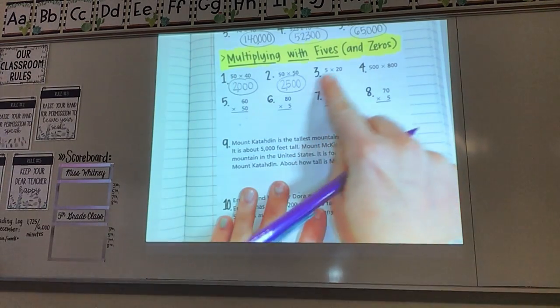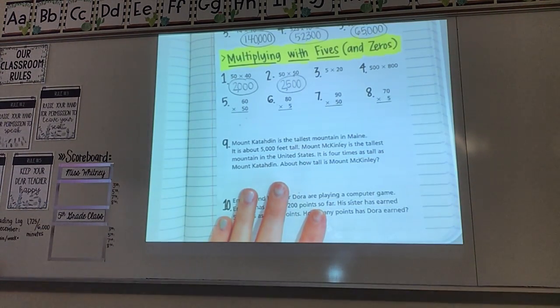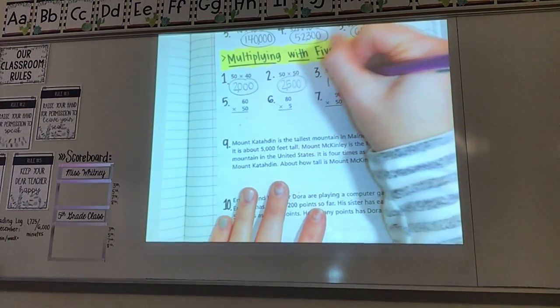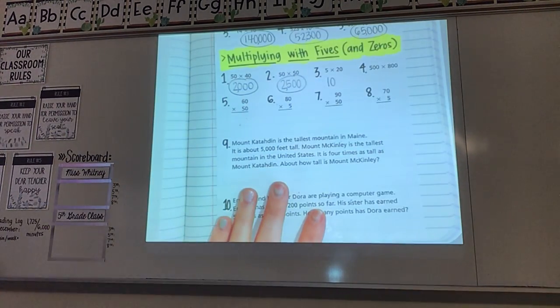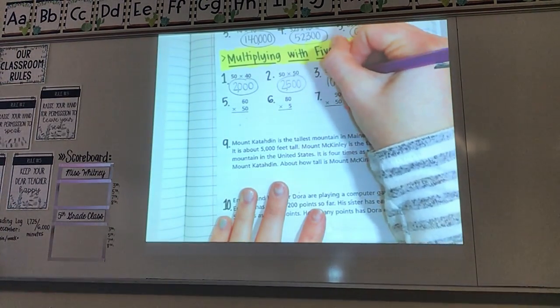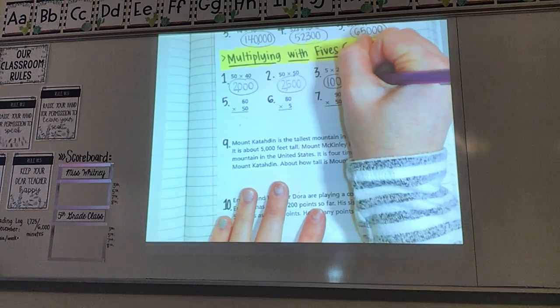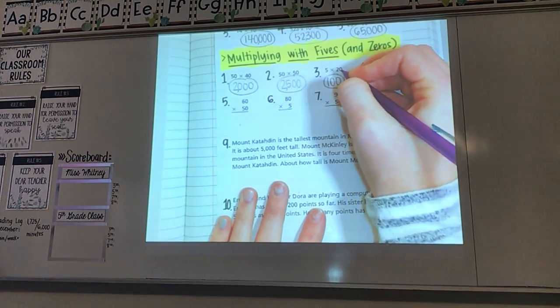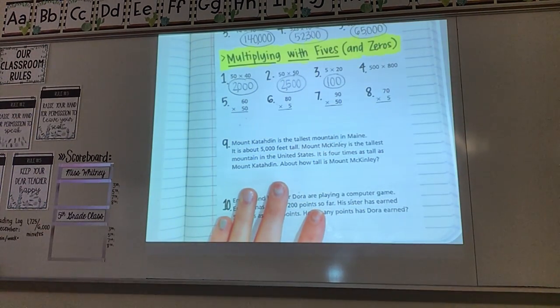Number 3, 5 times 20. Covering up my zeros gives me 5 times 2. 5 times 2 is 10. How many extra zeros need to be added onto the end? 1 more. So that's another tricky one. 5 times 2 already had a 0, but then I add another 0 for what was up there.